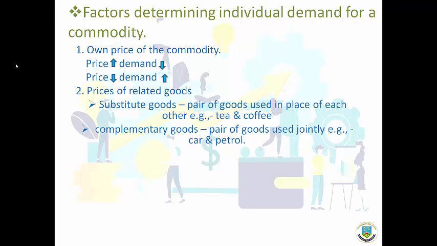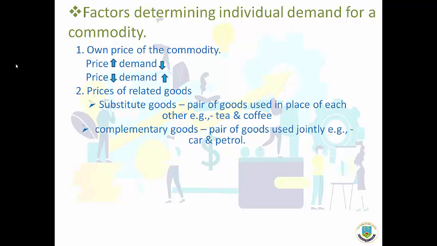The demand for a good is also affected by the prices of other goods which are related as substitute goods and complementary goods. So let us see what are substitute goods. Substitute goods are a pair of goods which can be used or substituted in place of each other to satisfy a given want. So any pair of goods which can be used or substituted are known as substitute goods.